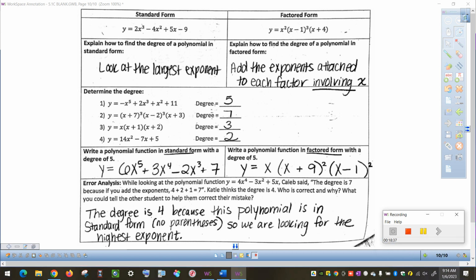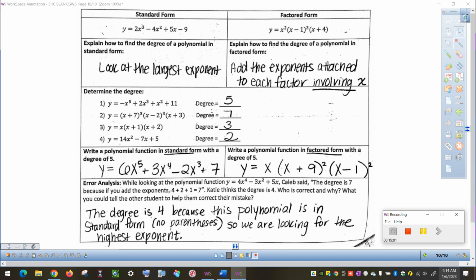All right, so we're going to finish up here. We're going to come back one last time to check in. So here I have some examples. Your answers might be slightly different for the pieces at the bottom, but we should have something very similar at the top. So big idea: when it's in standard form, the degree is the highest exponent. Factored form is the only time that we add the exponents to get the degree.